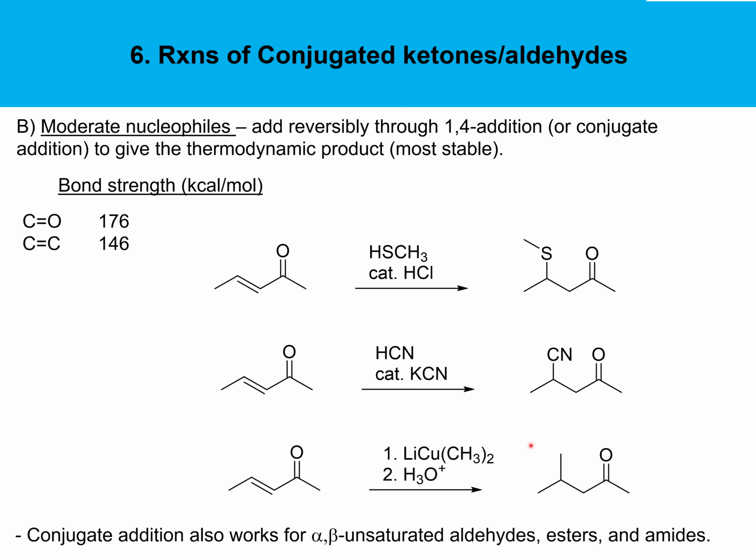One last point here, the reason why the addition occurs at the beta carbon due to this reversible reaction is because a carbon-carbon bond is a weaker bond than a carbon-oxygen double bond. And so when we have reversible conditions, getting rid of the double bond is favorable due to the fact that we're getting rid of a weaker bond compared to a stronger bond.